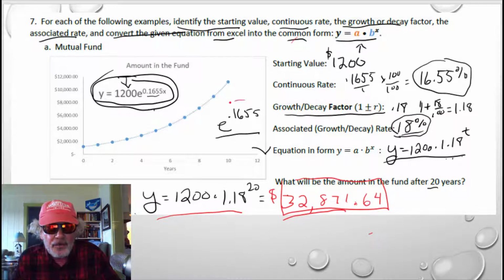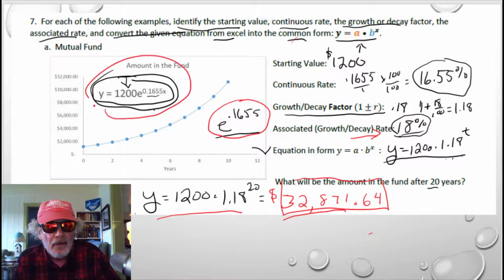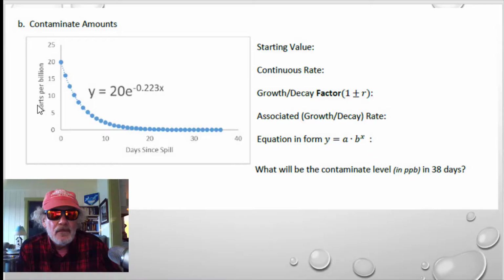Make sure you practice with this. Find e on your calculator and raise it to that, and make sure you can get 18%. Because what we're doing here is we're converting this equation to this form, the common form. So this is part 2 of that.